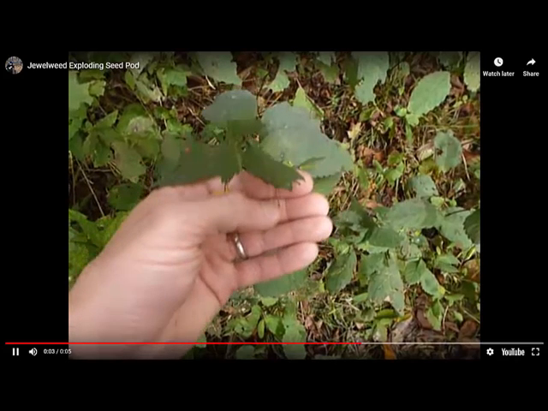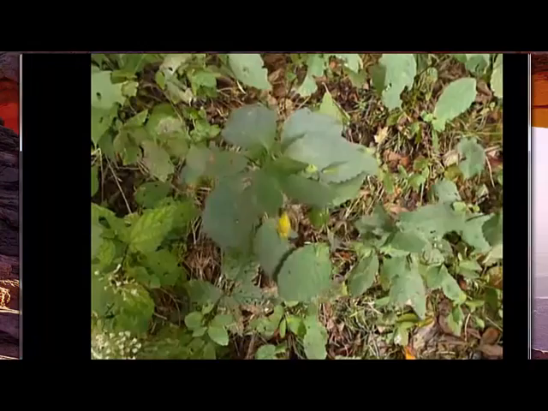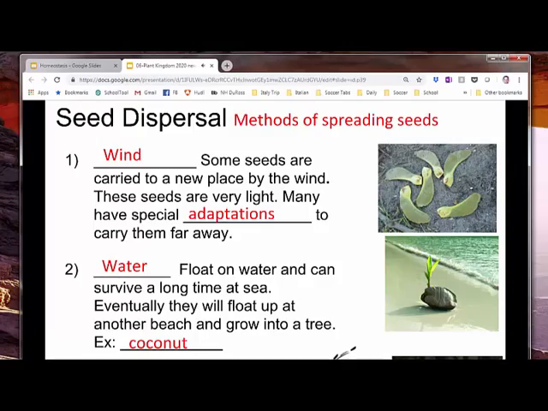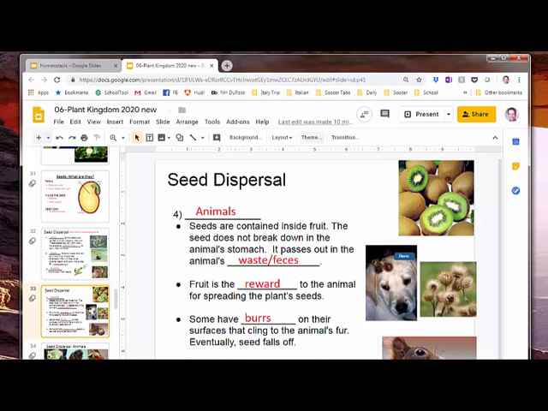All right. So that's one means of seed dispersal: exploding seed pods, I should say. The seeds themselves don't actually explode. One of the most common forms of seed dispersal is using animals to help disperse the seeds.